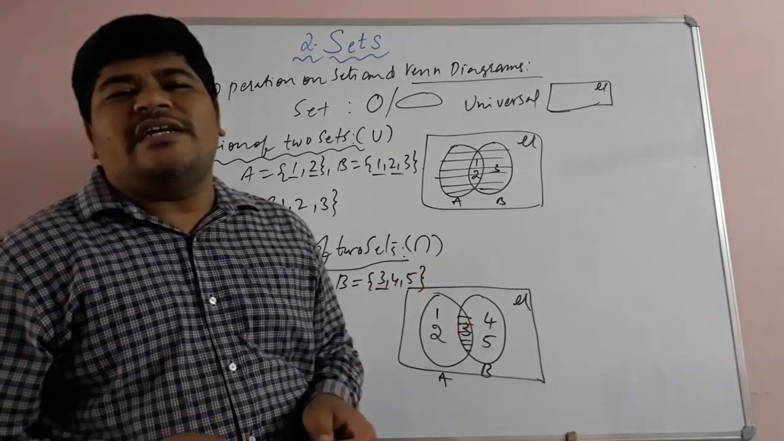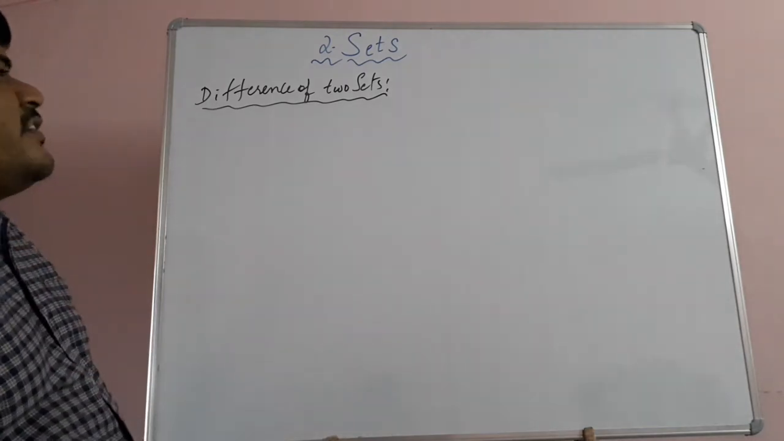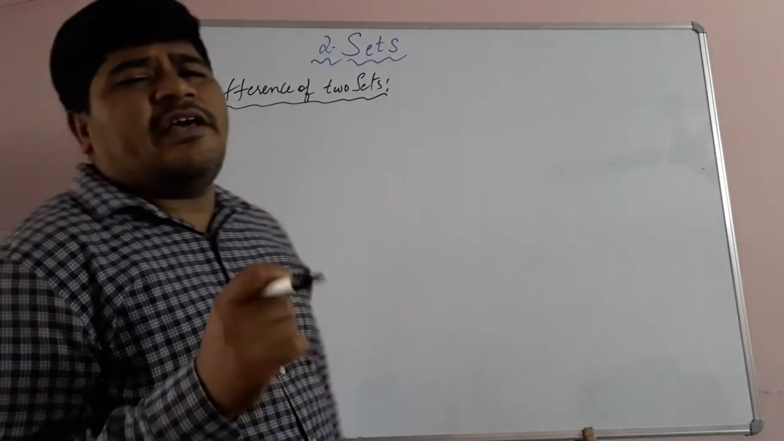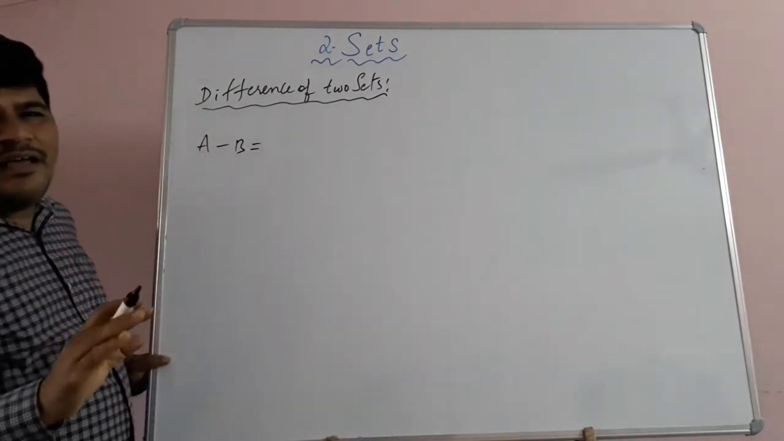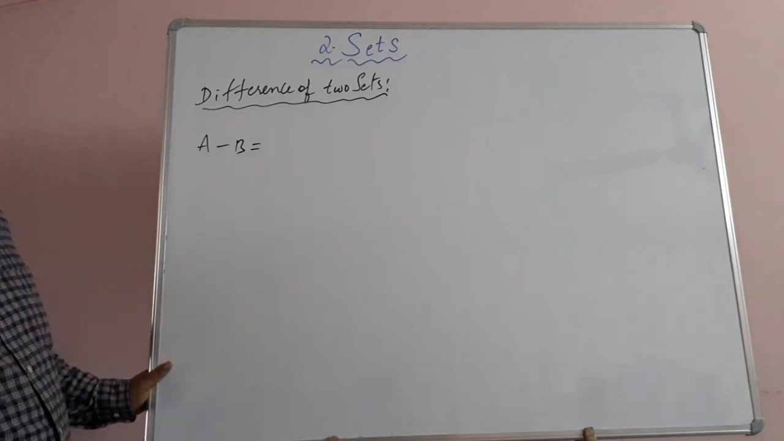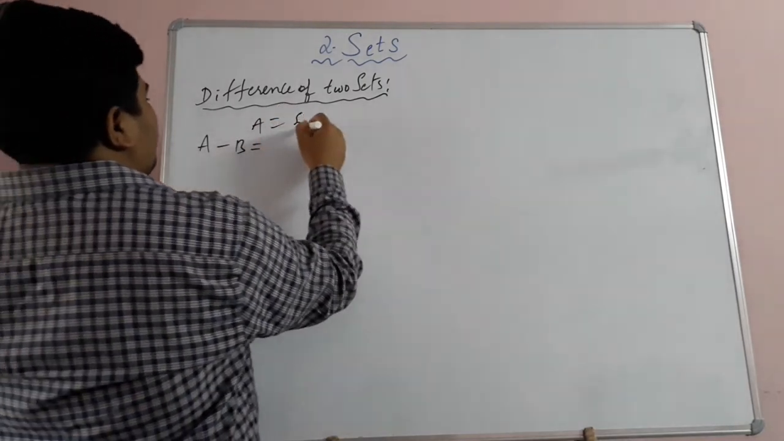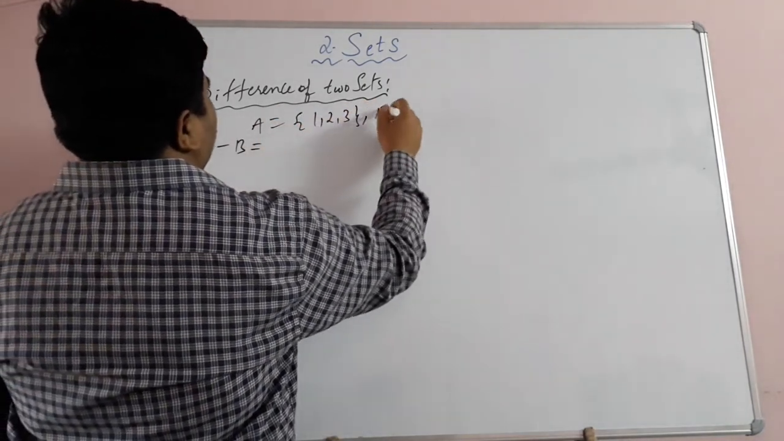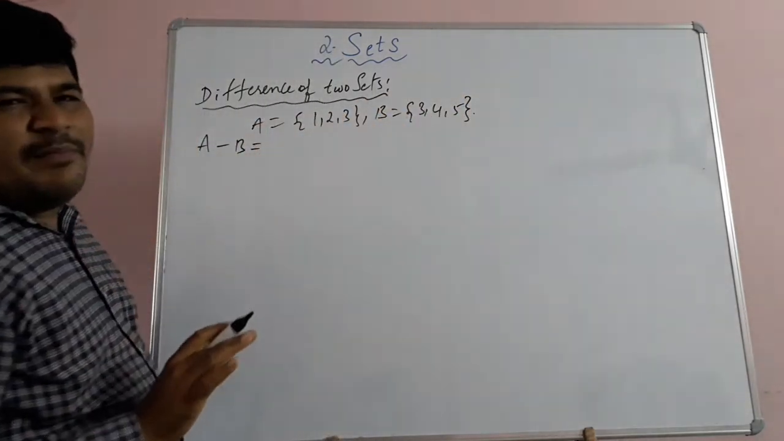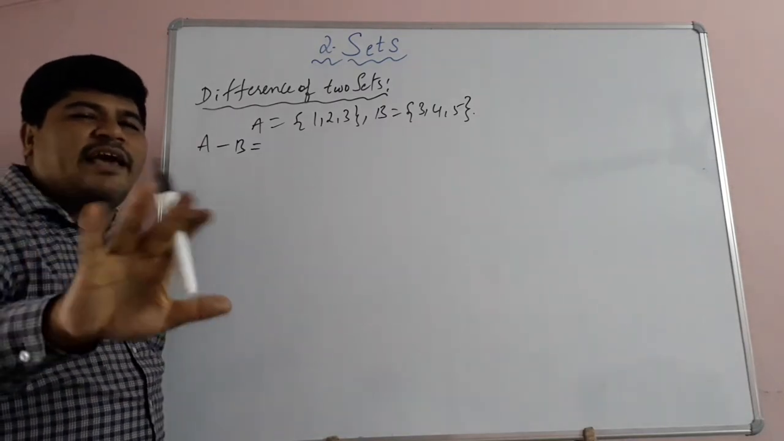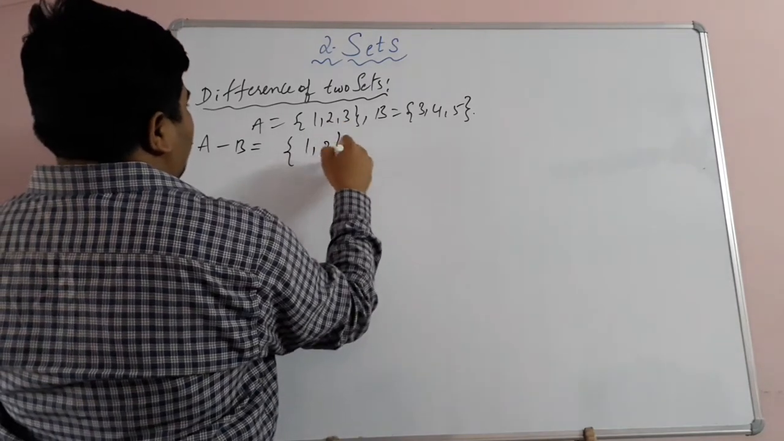Now children, let's see the difference of two sets. What is the difference of two sets? Suppose A and B are two sets. A minus B means an element should be there in A and it should not be there in B. B minus A means an element should be there in B and it should not be in A. A simple example: A is 1 comma 2 comma 3, B is 3 comma 4 comma 5. Now I am finding A minus B. The element should be there in A, not in B. So you can write A minus B as 1 comma 2.